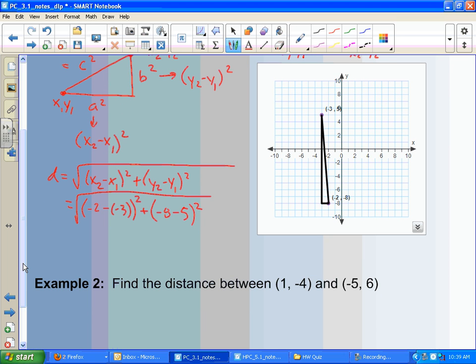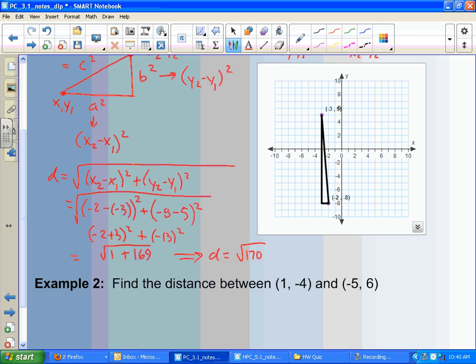So these numbers, once we square them, will always be positive. So a negative 2 minus a negative 3 actually becomes a negative 2 plus a 3. This becomes 1. The other becomes a negative 13. So we get 1 squared, 1, plus 13 squared, 169. And all of this is under the square root. And so we can make the statement that the distance between those 2 points is the square root of 170.